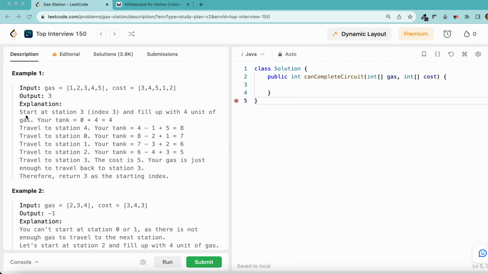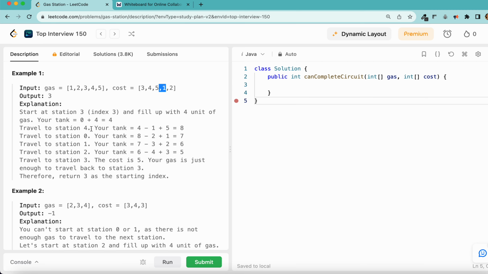Here's the explanation. Starting at station 3, which is index 3, so 0, 1, 2, 3, I'm starting from here, so this is my starting position. Okay, and filling up 4 units of gas. Since I'm starting from here, this is my 3rd index and here it is 4 units, so my initial gas tank is 0 and now I'll add my 4 over here. Okay, so 4 is added. Now traveling from the 3rd index to the 4th index, it will cost you 1 unit of gas.